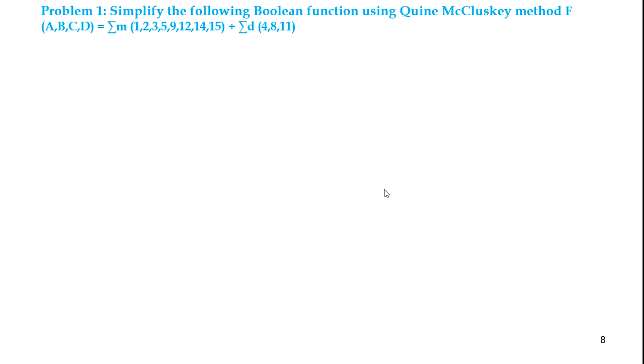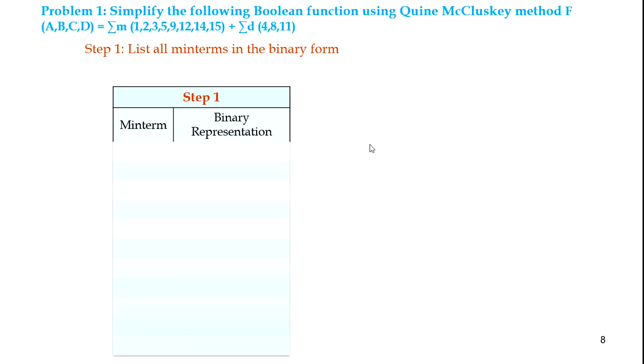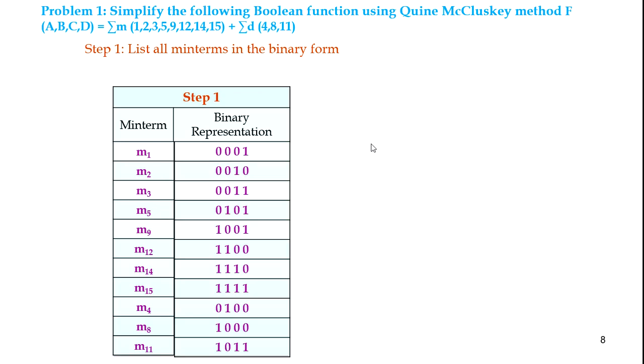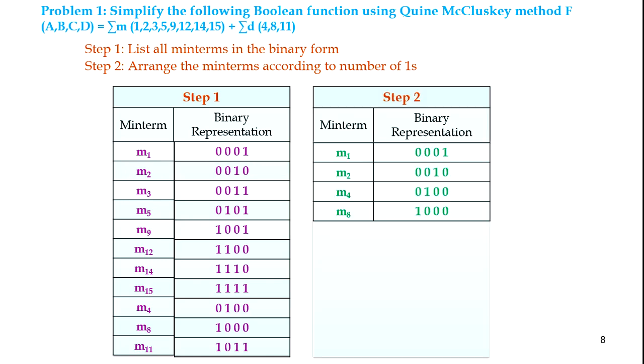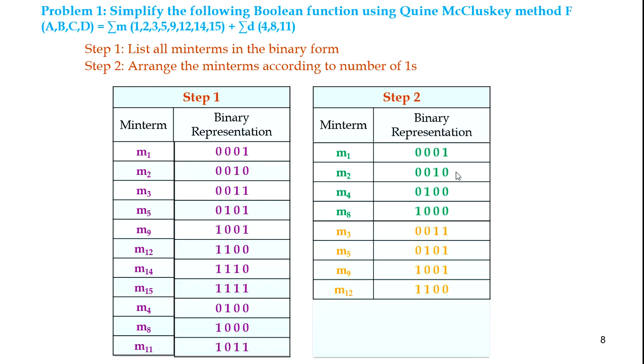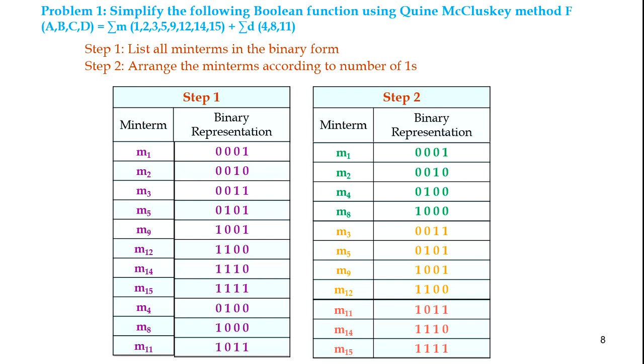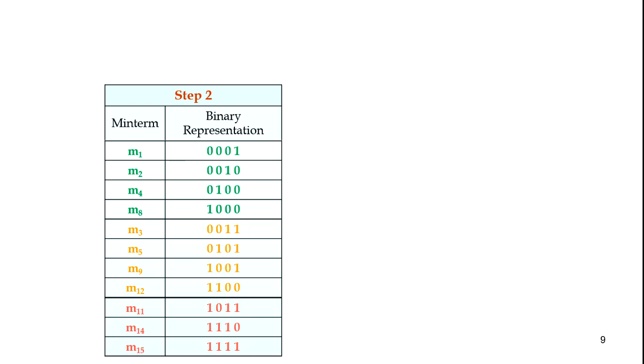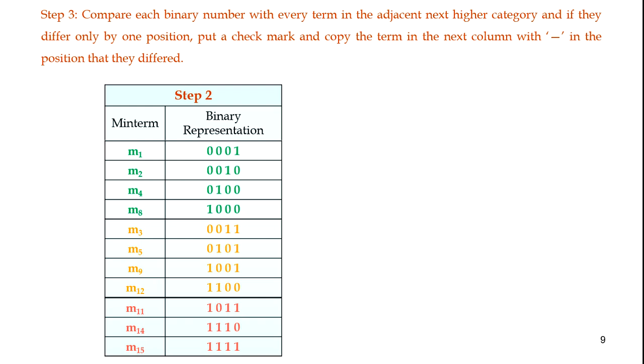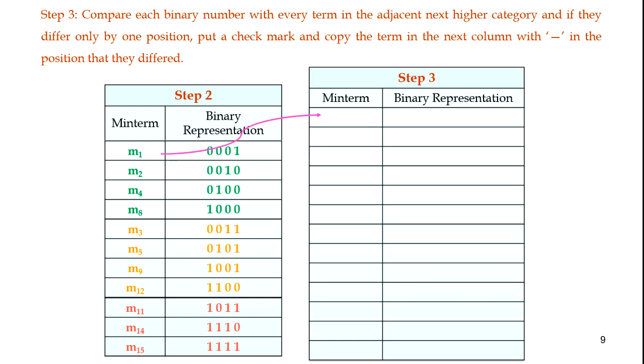This problem is with the don't care terms. So all the steps remain the same. First list all minterms in the binary form. They are listed here, and its binary representation. Next, step 2, arrange the minterms according to number of ones. First we have this many minterms with only one 1, and this one with 2 ones, and this with 3 and 4. So we have like this, and then we have to compare in each step with the next higher order category.